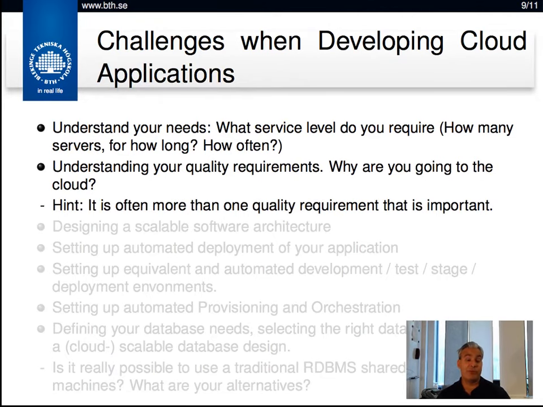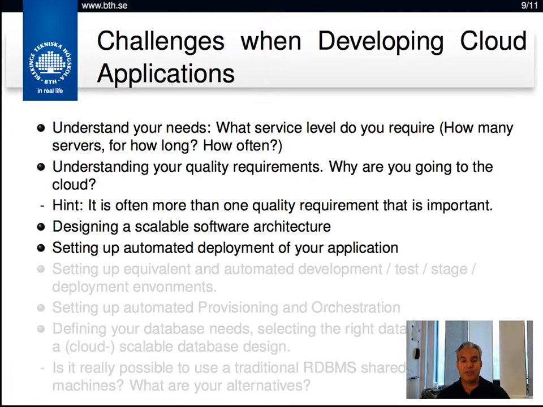And remember, it's probably not just one quality requirement that is important. It's always a blend of requirements. Cost is one of them, and performance is another one, for example, and you need to balance both of them. Once you've decided that you want to go to the cloud, of course you need to rethink your software architecture such that you can actually utilize your scalable platform in your software solution.